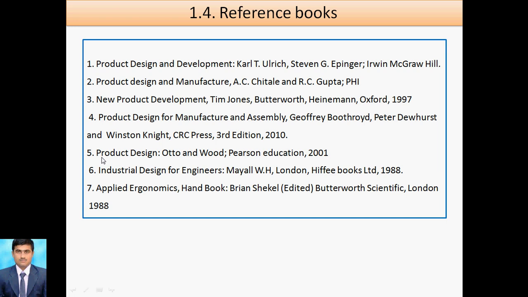The next reference book is Product Design for Manufacture and Assembly, author Boothroyd. Then Industrial Design for Engineers by W.H. Blunden. The next reference book is Applied Ergonomics Handbook, Brian Shackel, published in Scientific, London, 1988. So this is regarding the reference books.